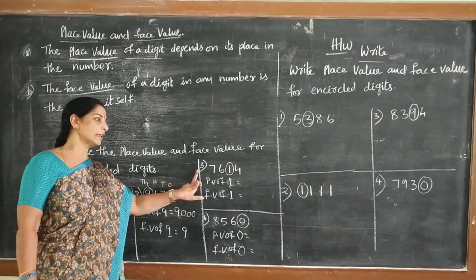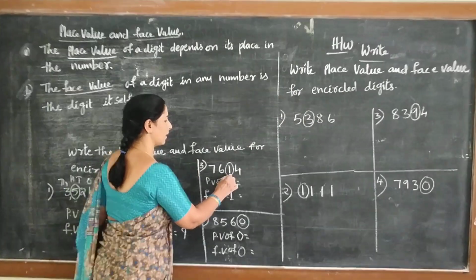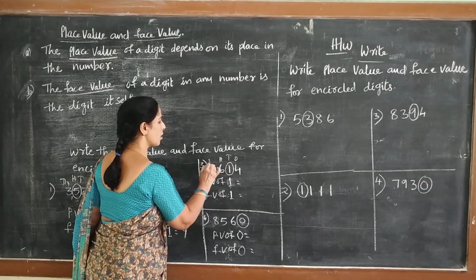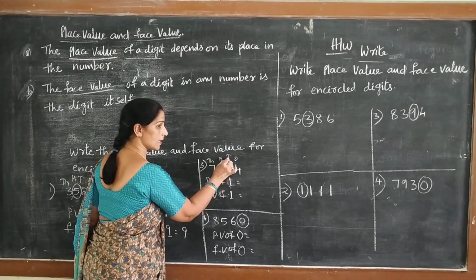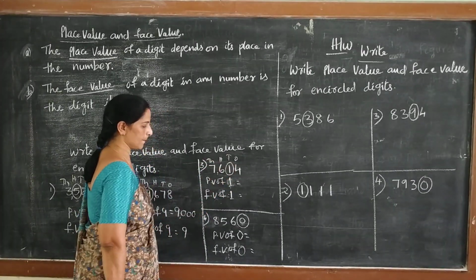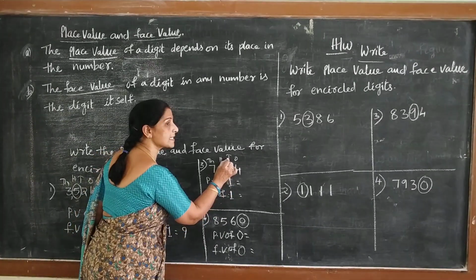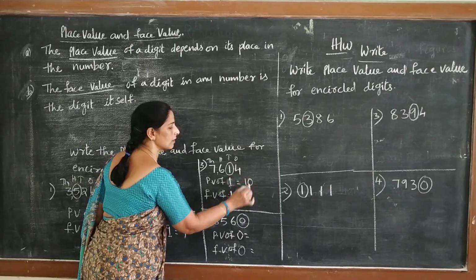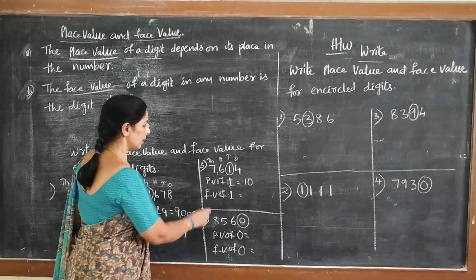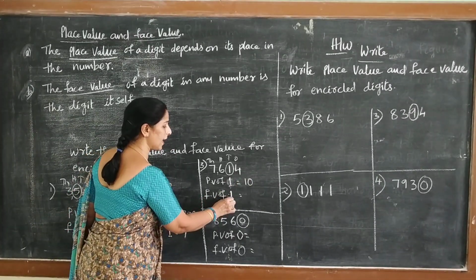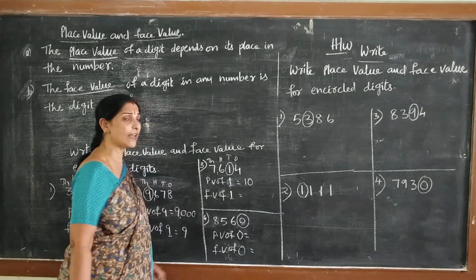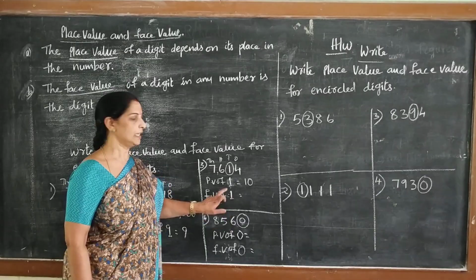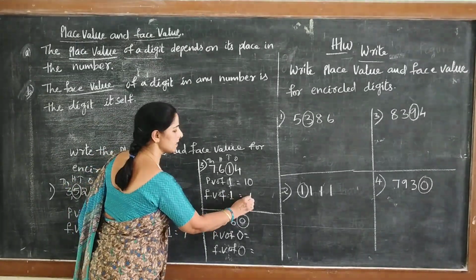Now come to the third one. Where is 1? Ones, tens, hundreds, comma, thousands. 1 is under the tens place. Okay children. 1 ten is 10. Here, after 1, there is 1 digit: 1, 0, 10. Here the face value of 1: always the face value of the digit is the digit itself. What is the digit? 1, as it is.